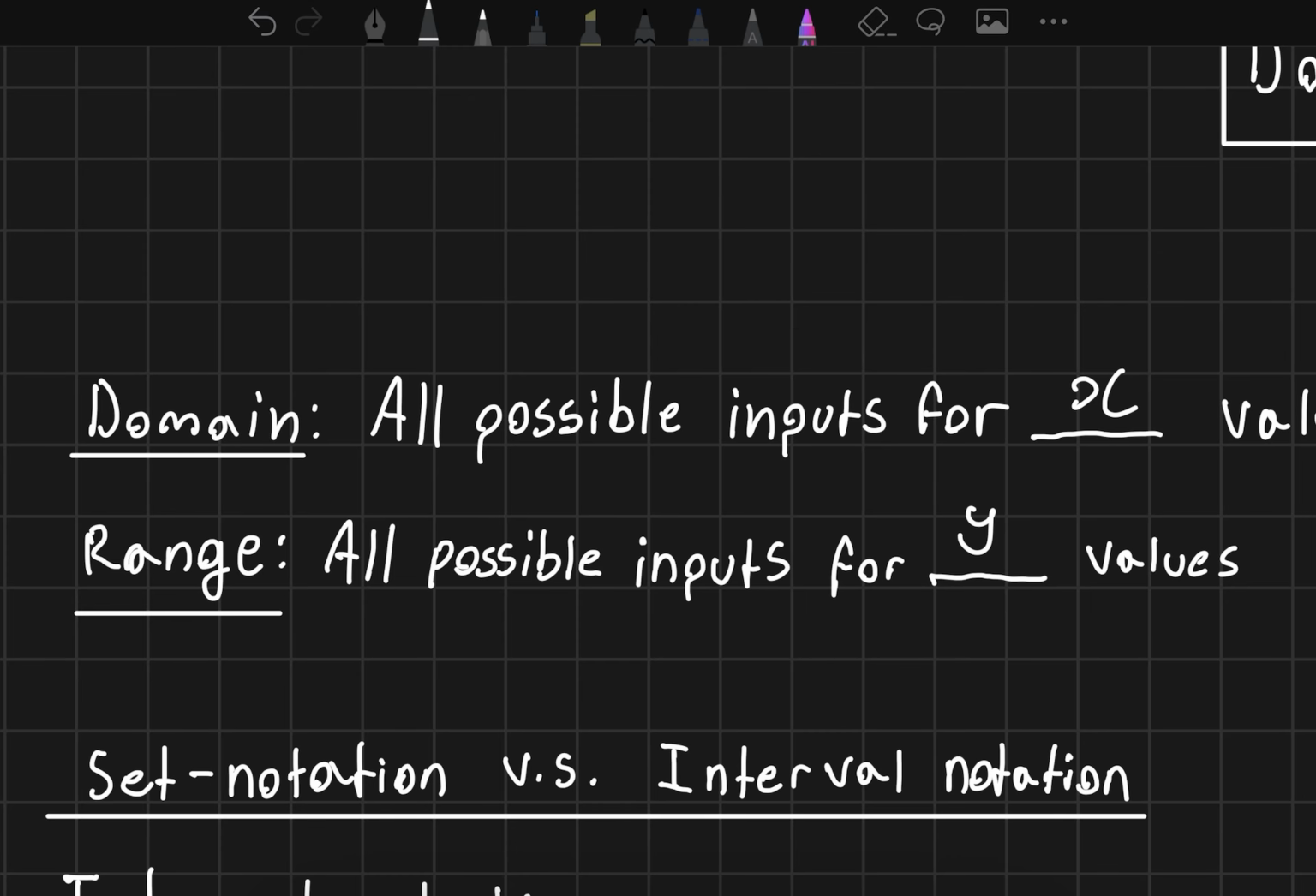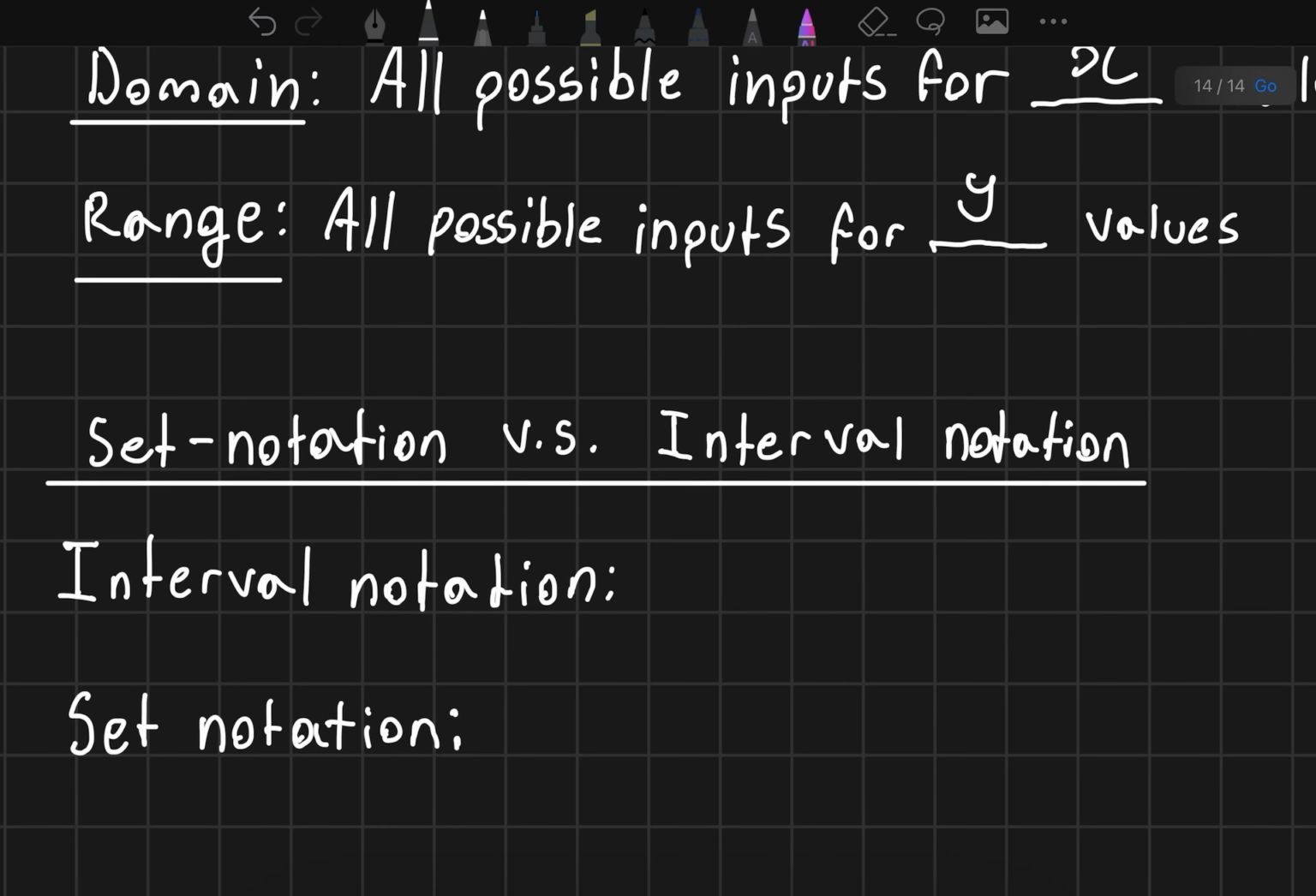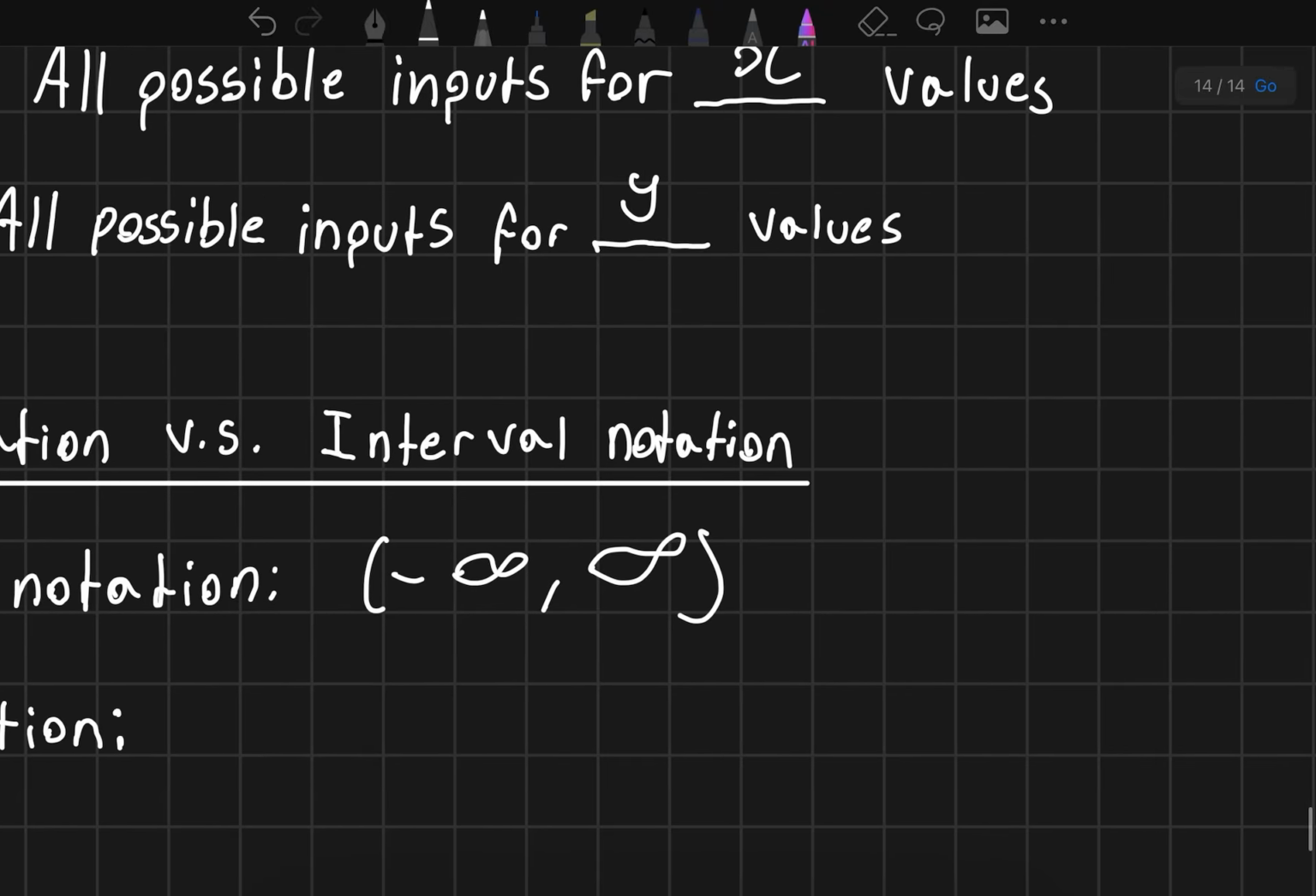Now, when you're writing domain and range, there's also different kinds of notation, where interval notation is written like this, where it's basically just the range. So this would be the domain, and then the range would be written as, for example, 0, infinity, brackets. So you just write them like that beside each other.